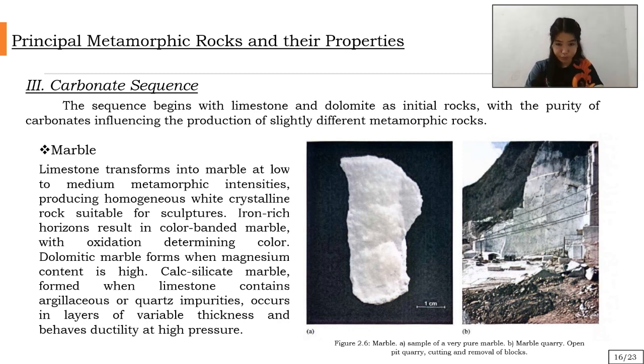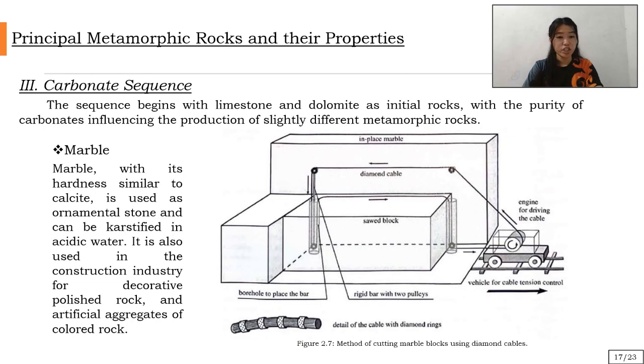So in figure 2.6, we have examples of marbles. In letter A, a sample of very pure marble, and in letter B, you will see the marble quarry, an open pit quarry, with cutting and removal of blocks. In addition, marble, with its hardness similar to calcite, is used as ornamental stone and can be dissolved in acidic water. It is also used in the construction industry for decorative polished rock and artificial aggregates of colored rock.